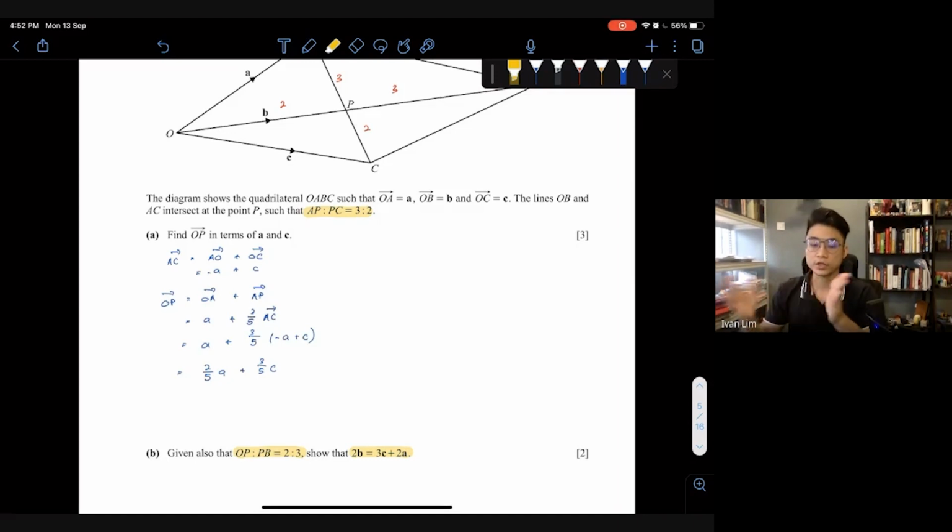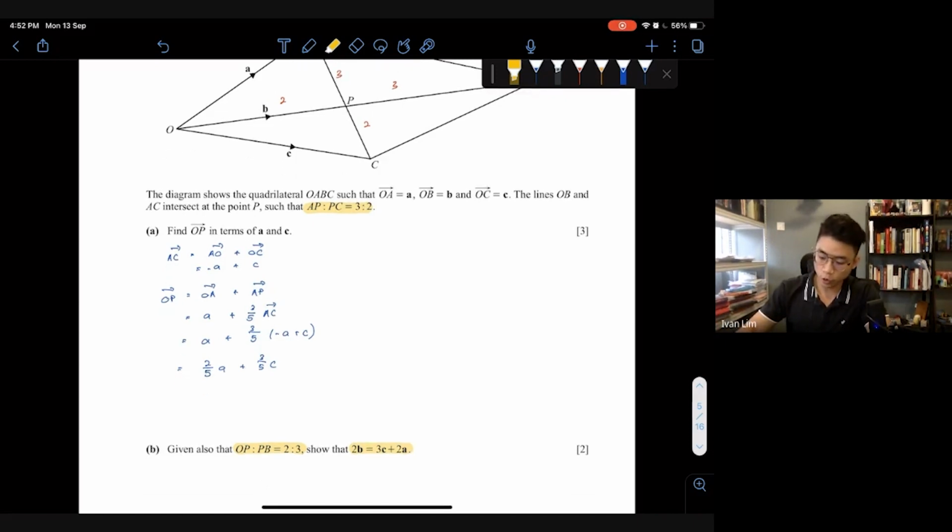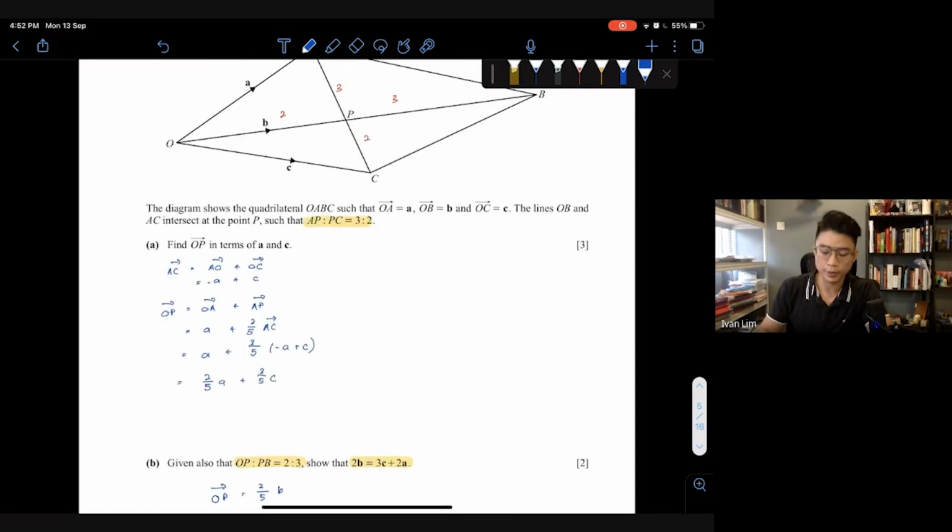Okay, so what is common between both of these, or what can we compare, are OPs. Because if you look straight in the diagram, OB is already B. So we know OP, we can express it in terms of B also. So let's find OP in terms of B. OP to PB is 2 to 3. So what can we conclude? OP is 2 over 5B, because 2 parts out of the entire 5 parts, where OB is equal to B.